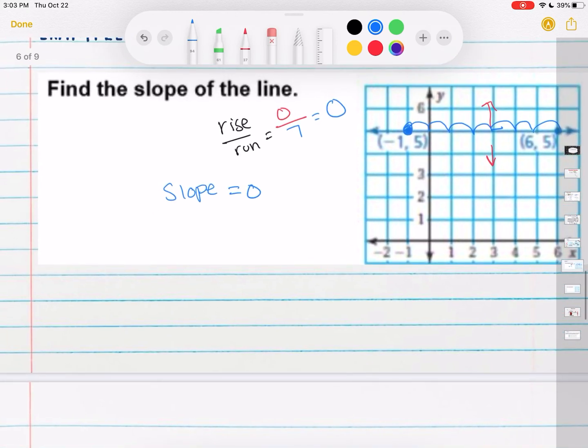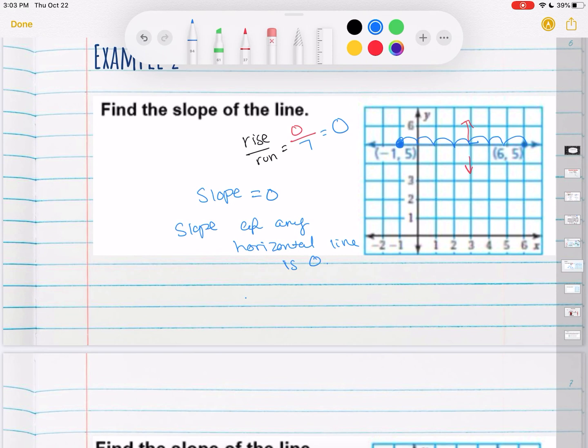Now, in general, the slope of any horizontal line is 0. So again, if you're ever given a line like this and it says what is the slope, you can just put down 0. If you want to double check and do rise over run, you totally can too, but you will get 0.